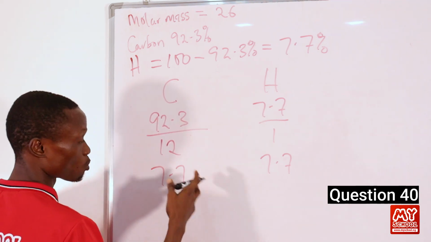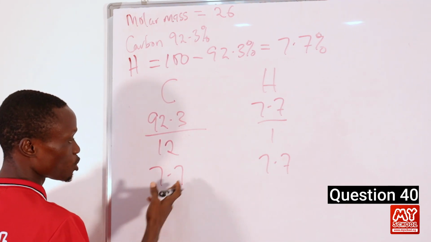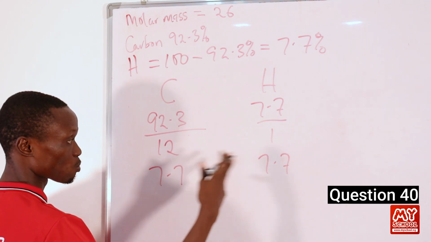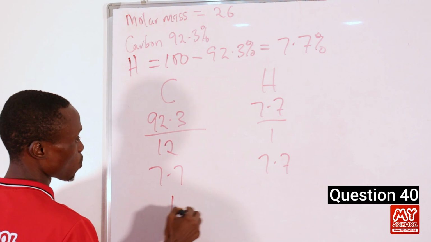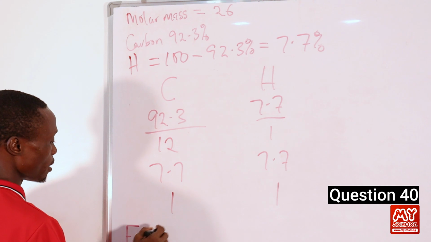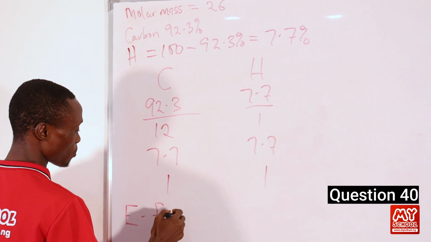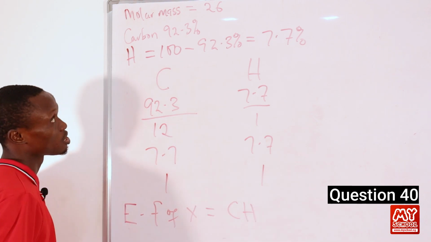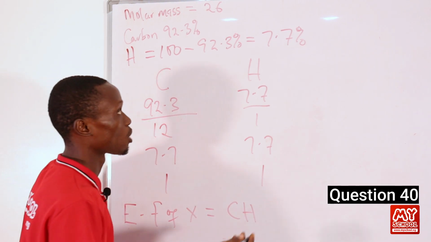Then we divide by the smallest mole. If you check very well, everything is the same. This is 7.7, and here is 7.7, so we divide through by 7.7. That will give us 1, 1. So in that case, we can say that the empirical formula of the hydrocarbon S is CH. But in this question, our concern is about molecular mass.